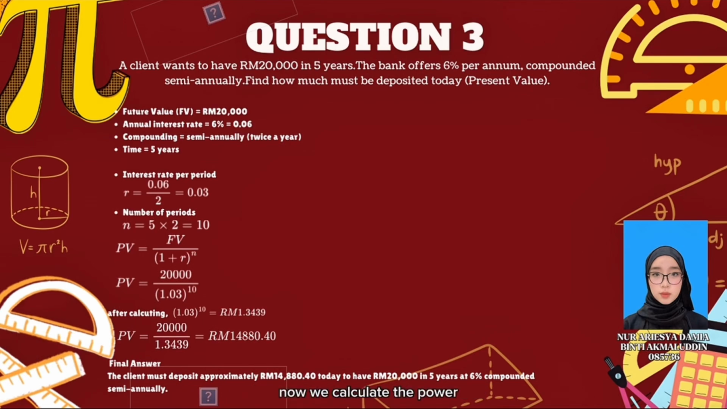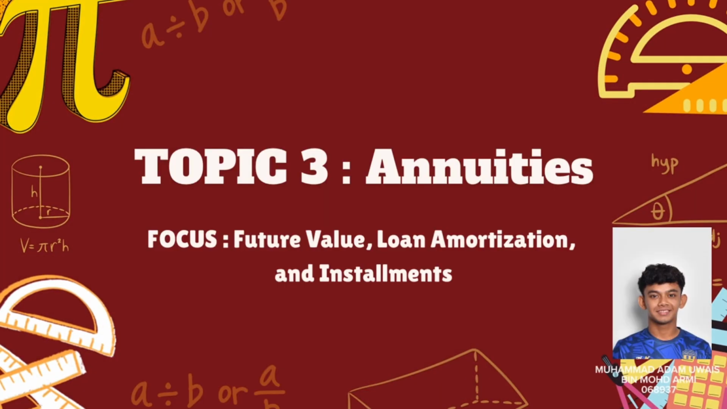Now we calculate the power. 1.03 to the power of 10 is approximately 1.3439. Finally, we calculate the present value. 20,000 divided by 1.3439 equals approximately 14,880 ringgit and 40 cents. Therefore, the client must deposit approximately 14,880 ringgit and 40 cents today to obtain 20,000 ringgit in 5 years at 6% compounded semi-annually.